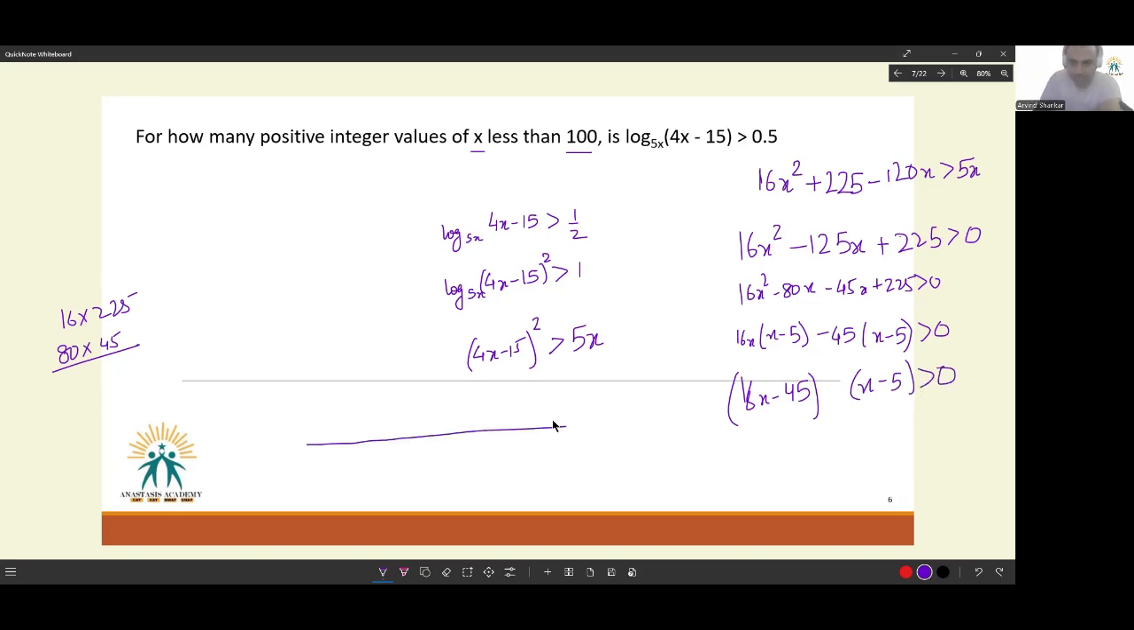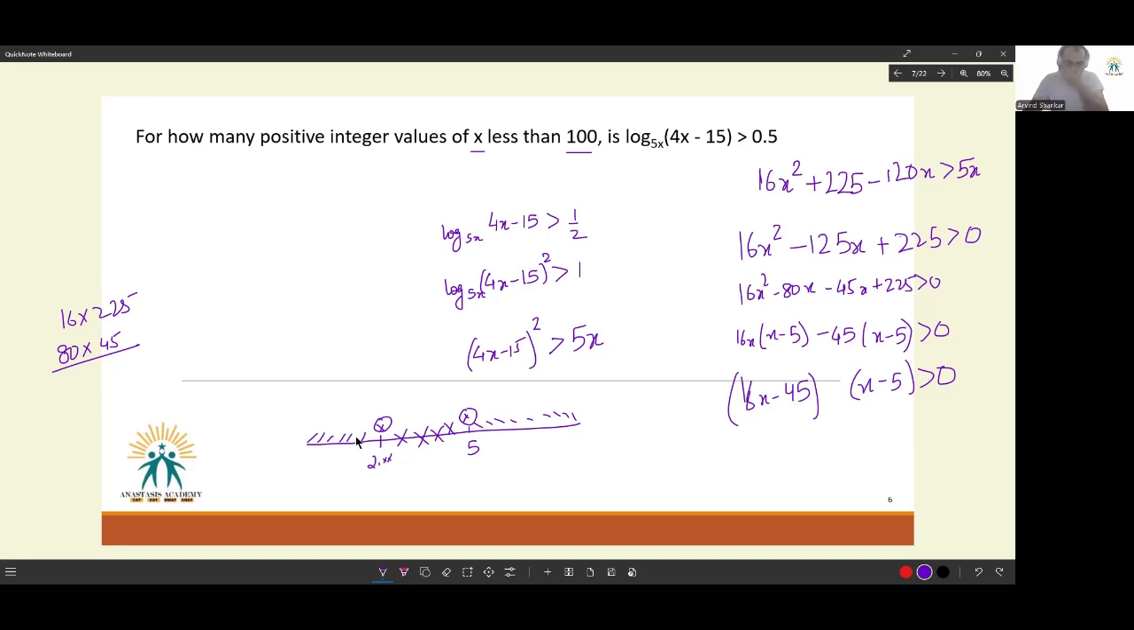So now on the number line, if I try to represent it, 5 and 45 by 16 will be 2 point something, 2.8125, something like that, 2 point something. Every number in this region will be deemed acceptable. Every number in this region will be deemed acceptable. This will not be acceptable. The boundary points will not be acceptable, and anything in between will also not be acceptable.